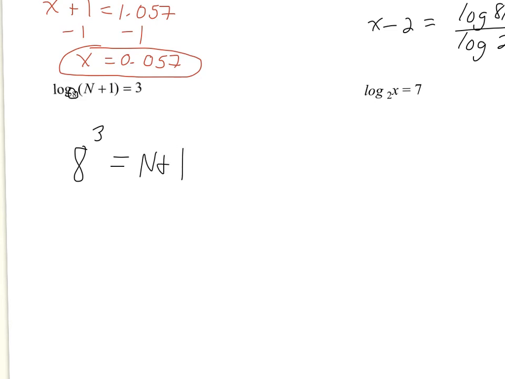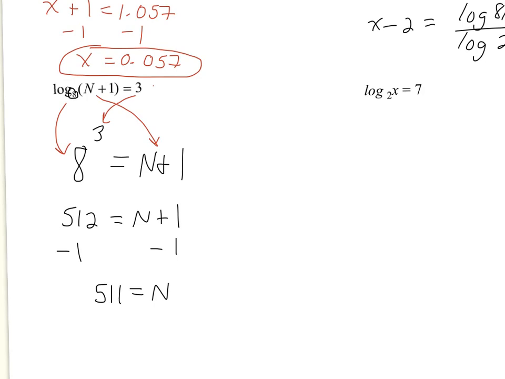So really all this stuff is a big rearrangement. That goes there, and then what's inside the log goes there. Base stays base. Whatever's by itself in the log becomes the exponent, just like whatever was the exponent goes by itself in the log. So 8 to the third, 8 times 8 times 8 is 512, equals n plus 1. And so I could simply subtract 1. So n equals 511.